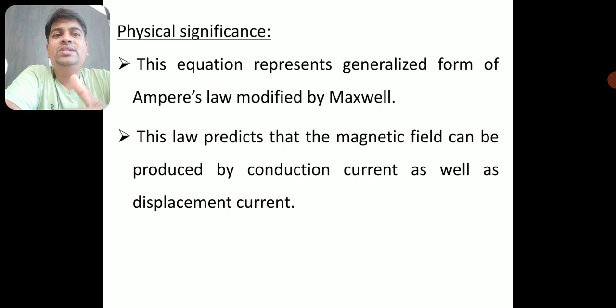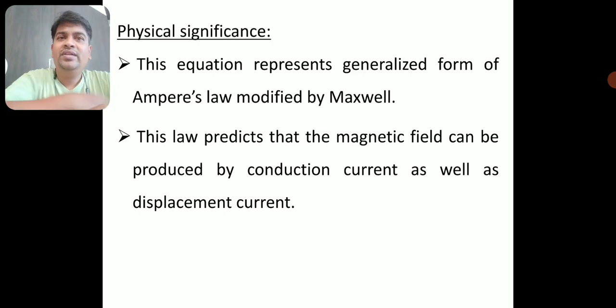This law predicts that a magnetic field can be produced by conduction current as well as displacement current. So now this law is in accordance with, and consistent with, the law of conservation of energy. Therefore, we can say that displacement current will also produce a magnetic field, in the same way that conduction current produces a magnetic field. So these are the two conclusions, the two significances we can state for Maxwell's fourth equation.